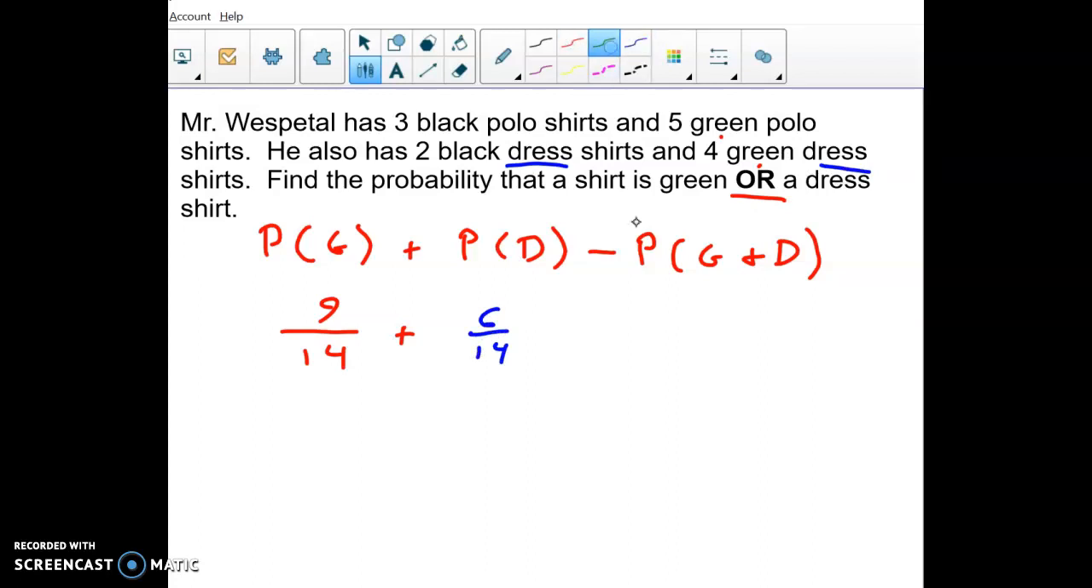Okay, and then we just got to minus whatever got counted twice. So the green dress shirts, let's see, 4 green dress shirts, those got counted twice. So it would be 4 out of 14. So overall, we would have 9 plus 6, 15, minus 4 would be 11 out of 14.